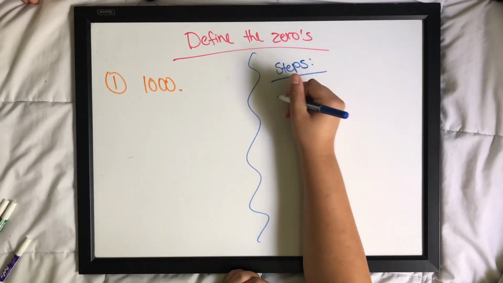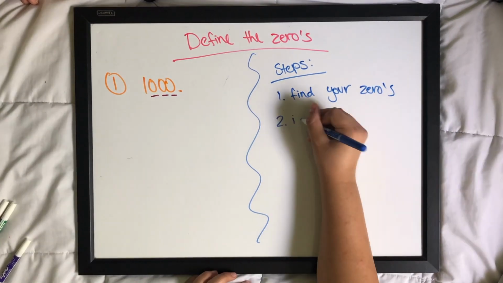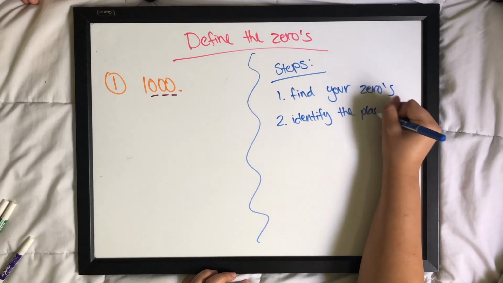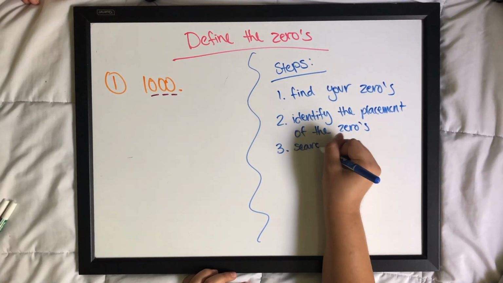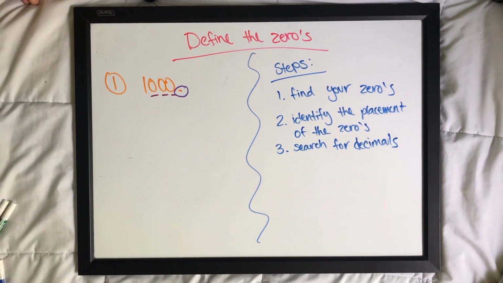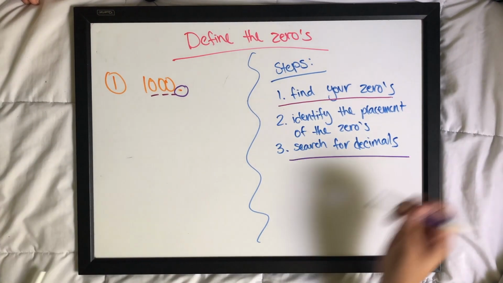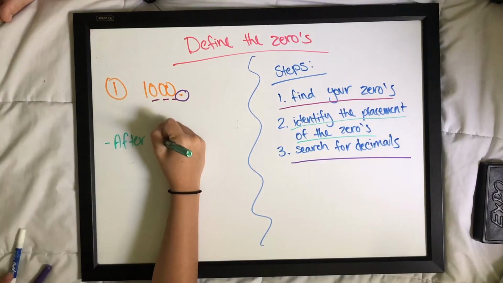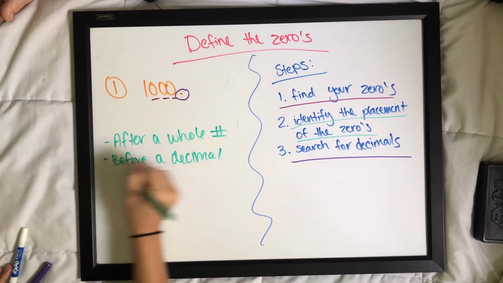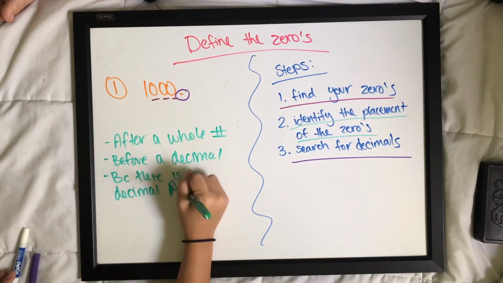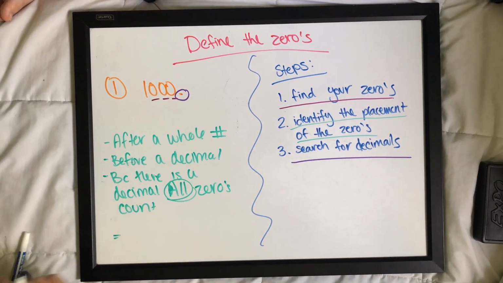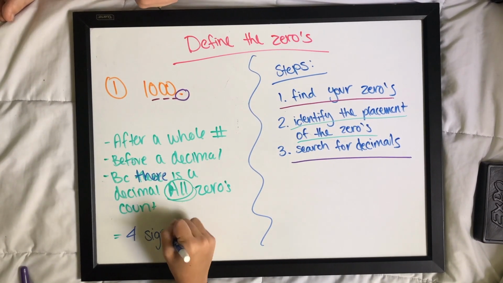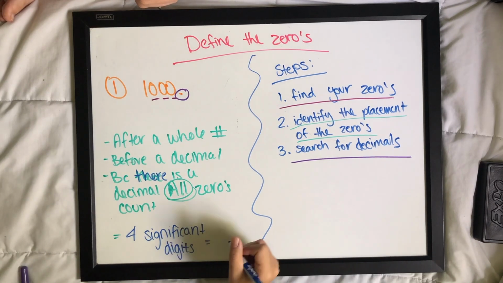Example number 1. The 3 steps that you should follow are: find your zeros, identify the placement of the zeros, and search for all decimals. Here we found the zeros and the decimals for the example. Because there's a decimal, the zeros do count. If there was no decimal, then they wouldn't count and it would be trailing. So because there's a decimal, there's 4 significant digits.